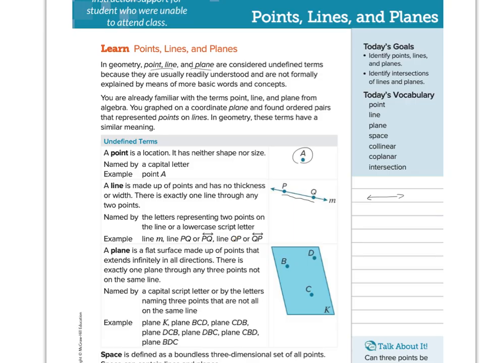You can also have PQ with a line symbol over it, or QP with a line symbol over it. So those are some of the basic ways to identify a line. Again, you have to understand how you identify it, so that when you are reading it, you understand what is being presented to you.